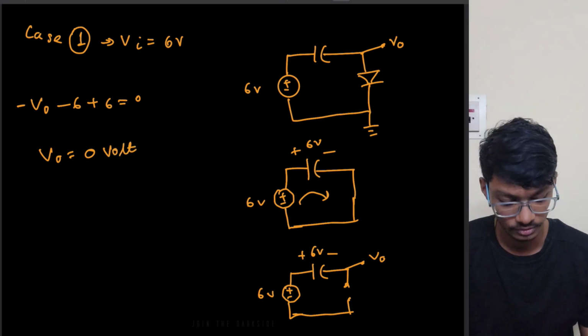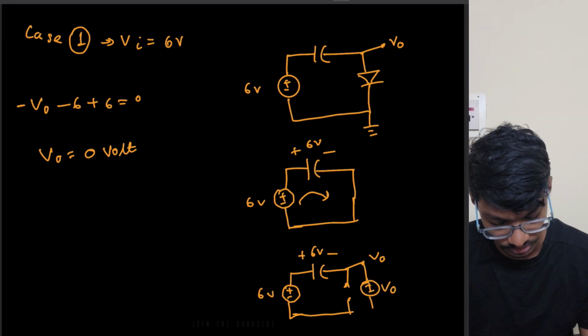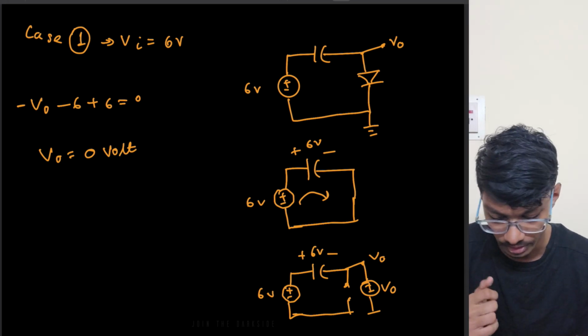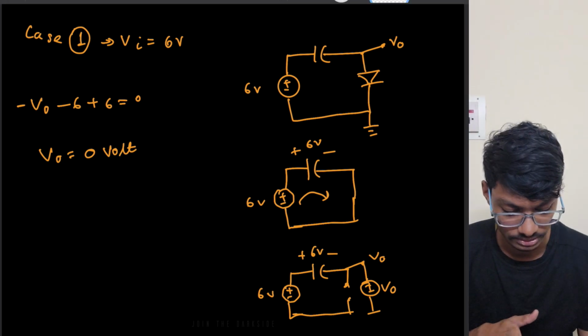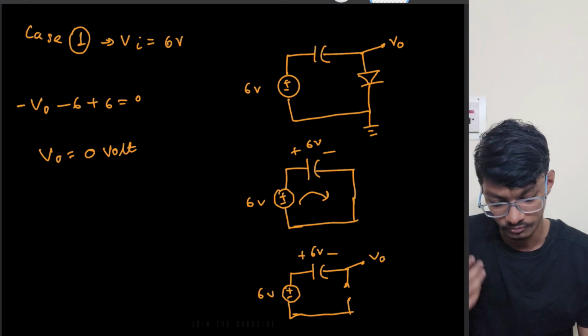How am I writing minus VO? Just plot it like this. This is plus minus VO. This is not a voltage source, this is a measurement. We are measuring the voltage. Okay, that's why I write the minus VO. So basically this is the VO for case 1.